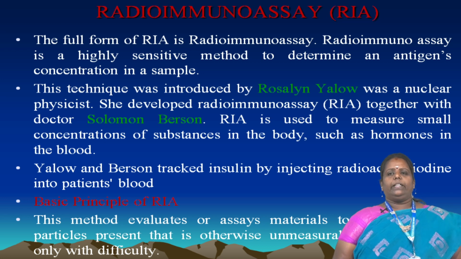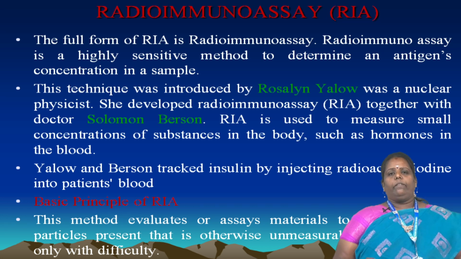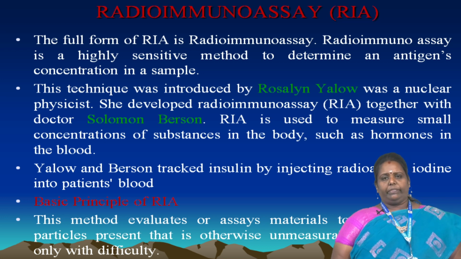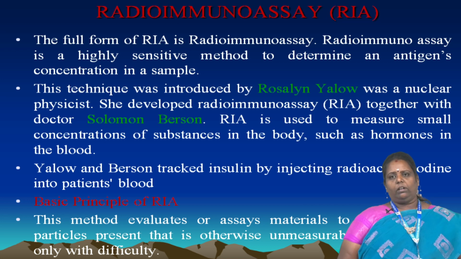Yalow and Berson, the two persons, tracked the insulin in our body by injecting radioactive iodine into the patient's blood. After that, they identified whether this particular hormone is present. Insulin is also one of the hormones. It is very important, as you know very well, for diabetics also.